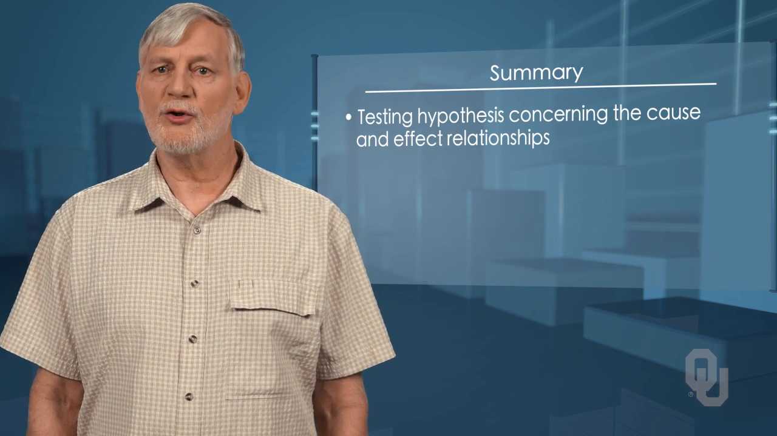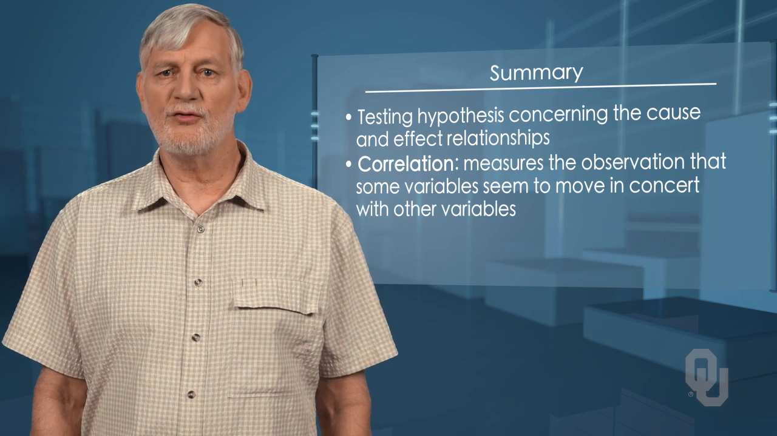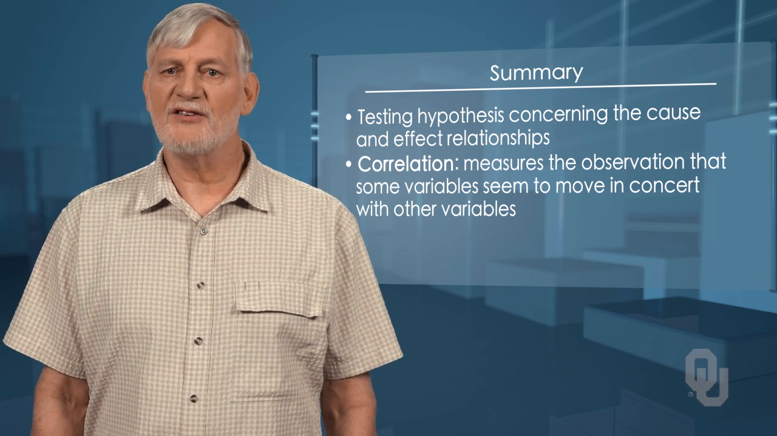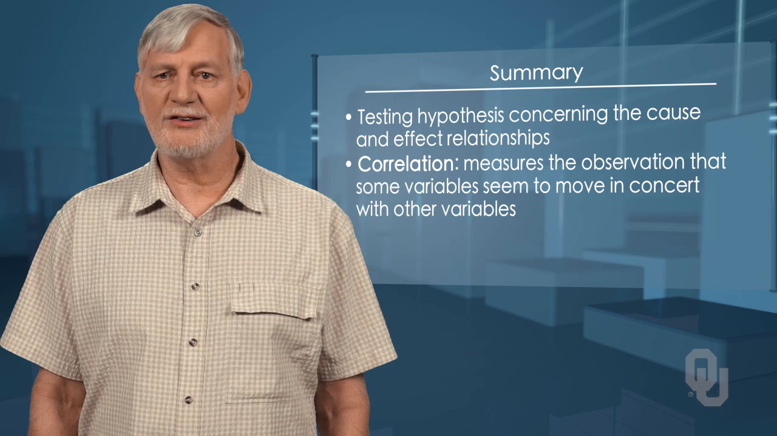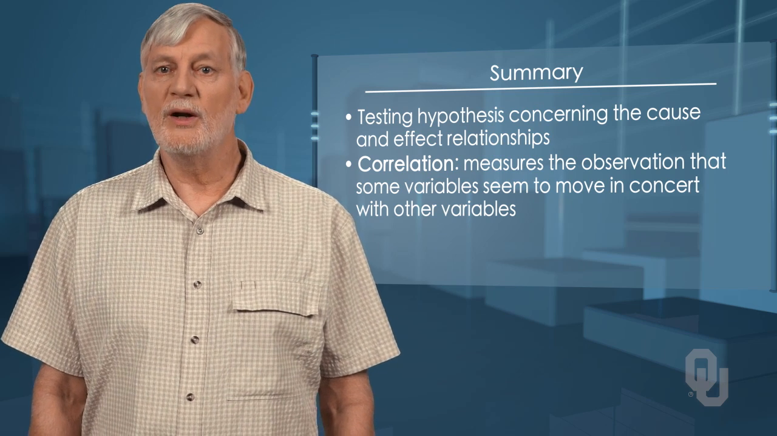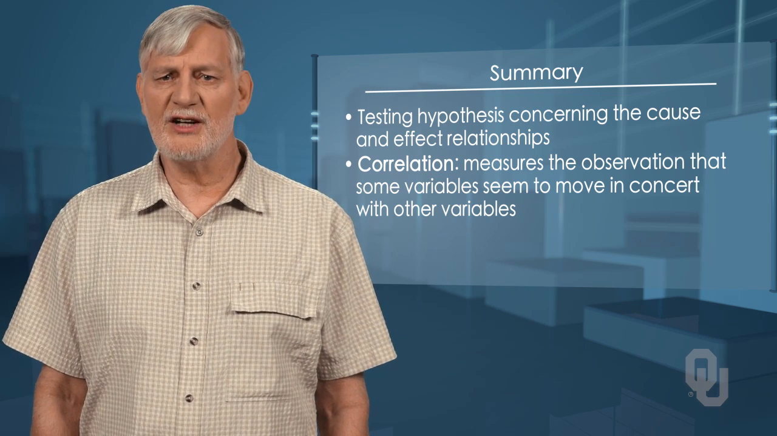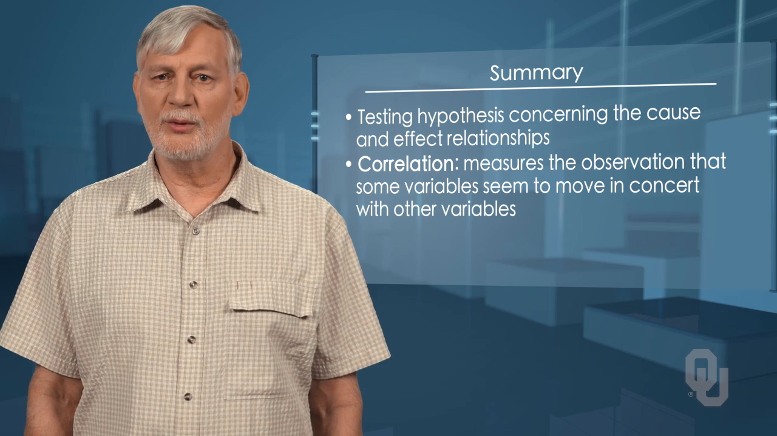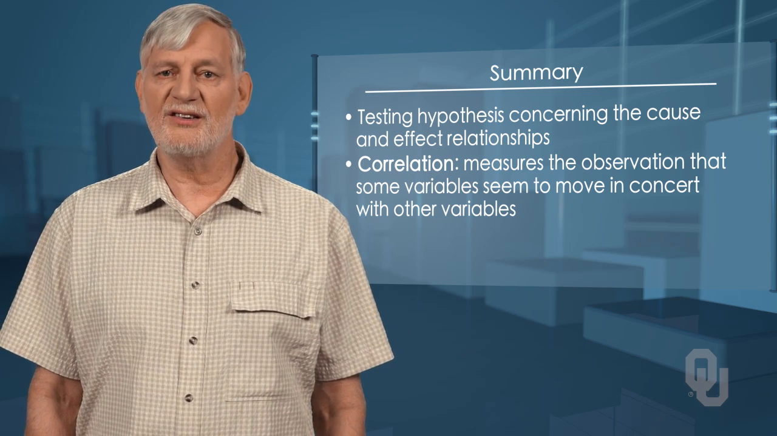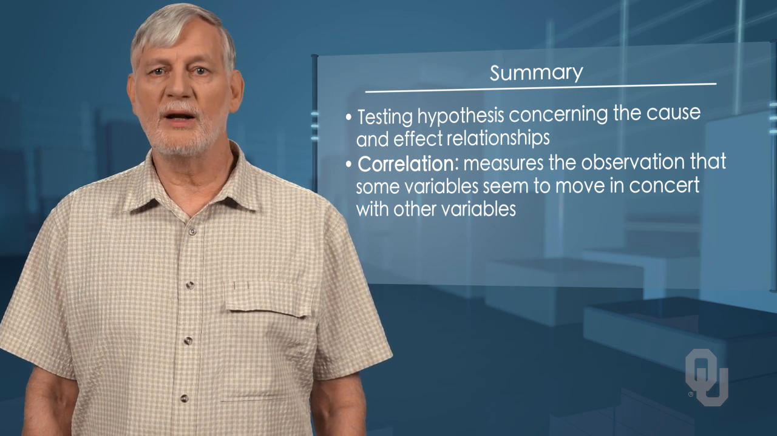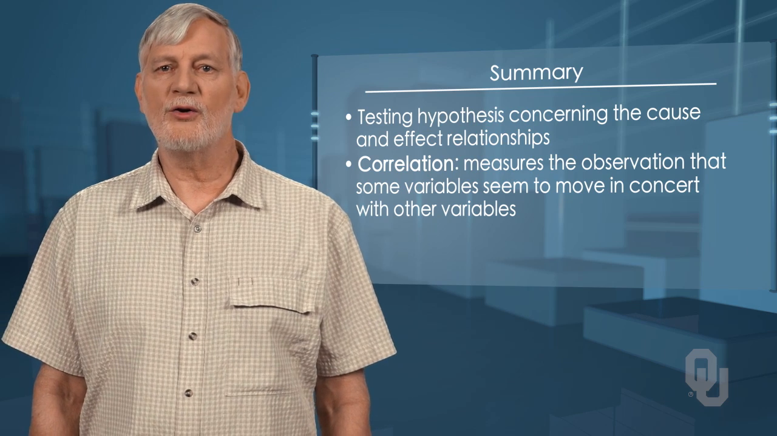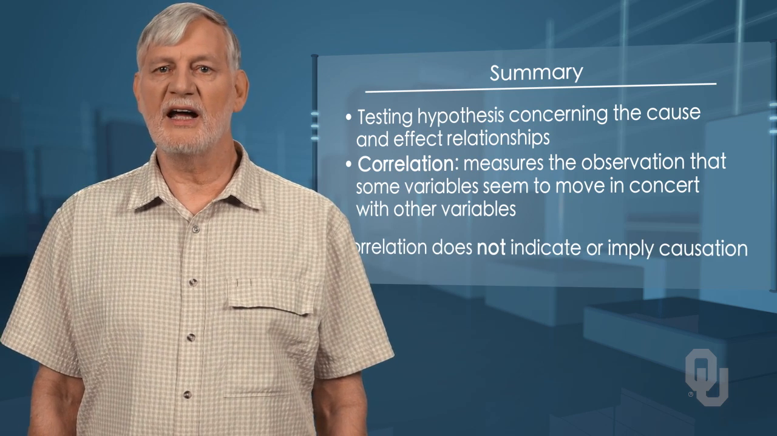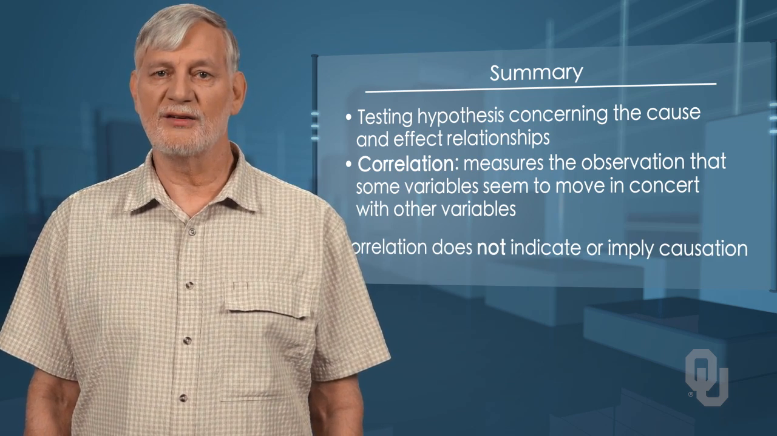We first began with correlation. This measures formally the observation that some variables just seem to move in concert with other variables. We developed a test to determine if this relationship is a result of random coincidence or that there is a statistically significant linear relationship, while knowing that correlation does not indicate or imply causation.